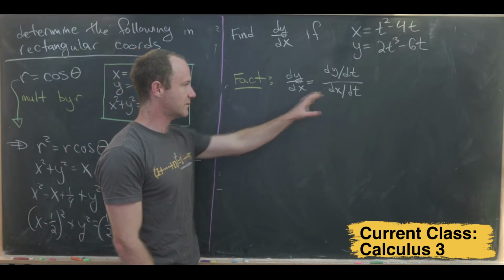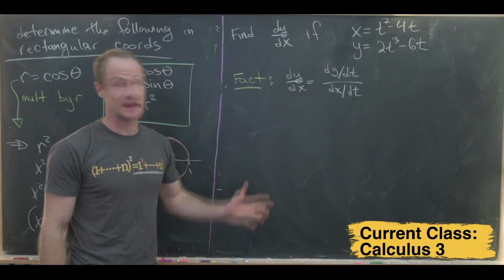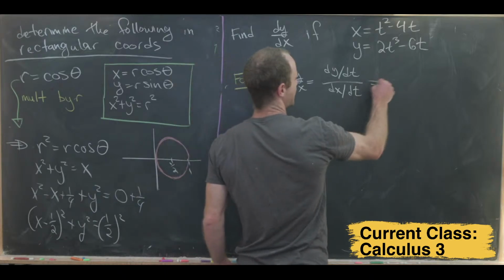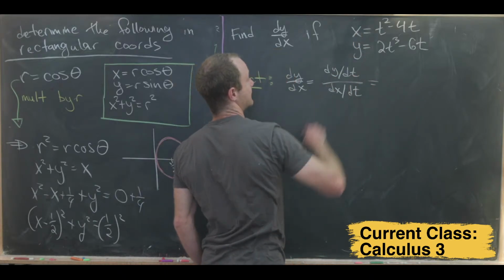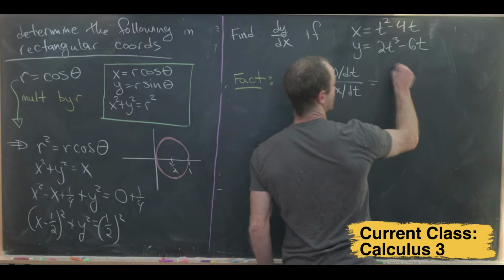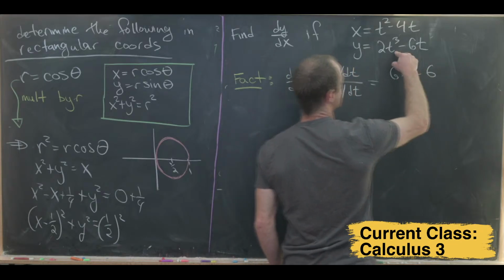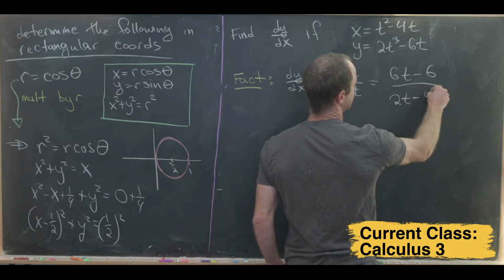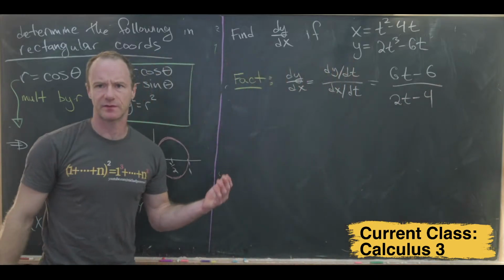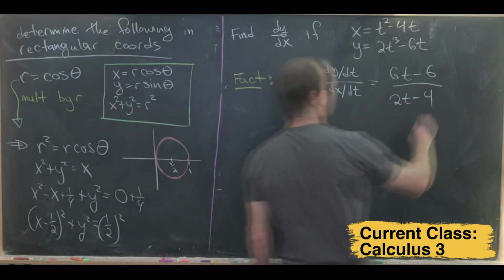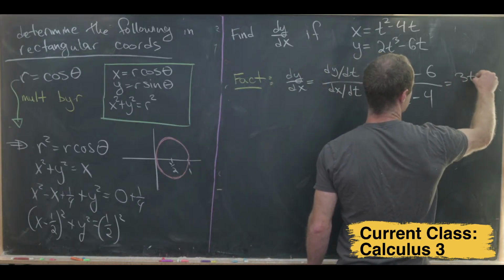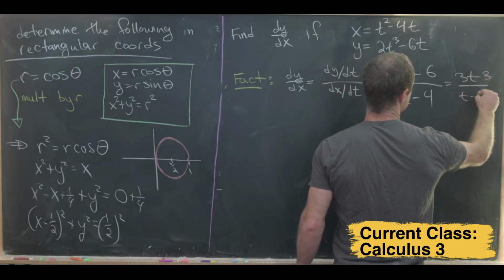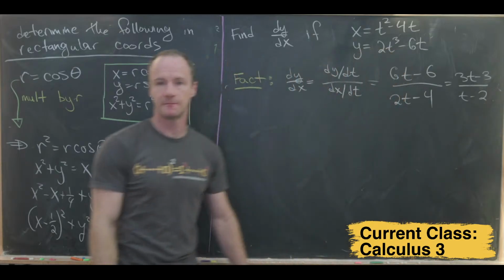It just turns out that this is kind of the nice way to do it. So anyway, let's take these derivatives with respect to t. That shouldn't be too hard. We get 6t minus 6 here using the power rule, and here we get 2t minus 4. So we end up with something like that. We can factor a 2 out of the numerator and the denominator, and end up with 3t minus 3 over t minus 2. So that looks good.